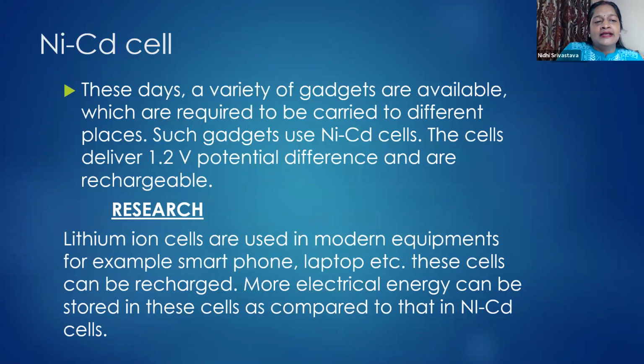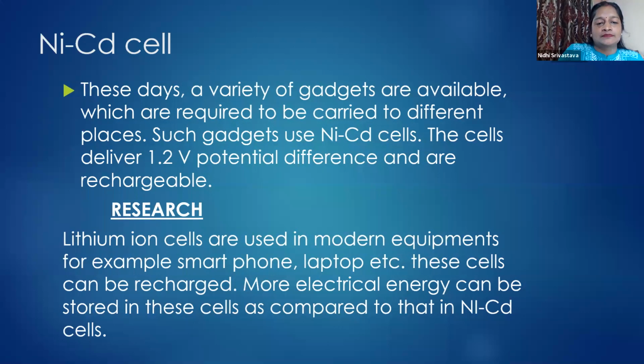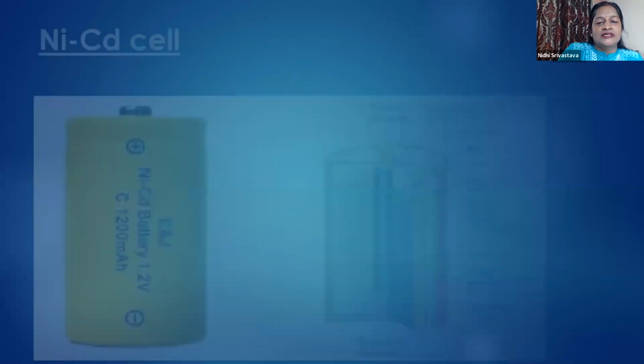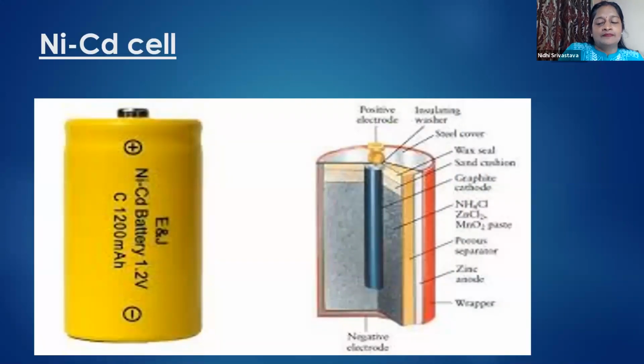Next is nickel cadmium cell, that is NiCd cell. These days, a variety of gadgets are available which are required to be carried to different places. Such gadgets use NiCd cells. The cells deliver 1.2 volt potential difference and are rechargeable. Lithium-ion cells are used in modern equipments, for example, smartphone, laptop, etc. These cells can be recharged. More electrical energy can be stored in these cells as compared to that in nickel-cadmium cells. See, this is the nickel-cadmium cell.